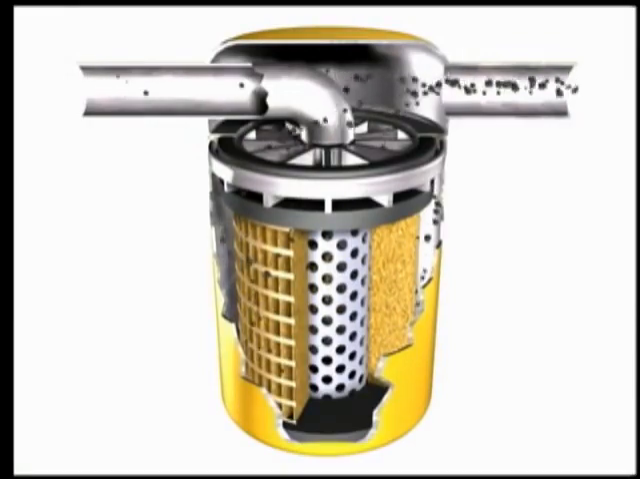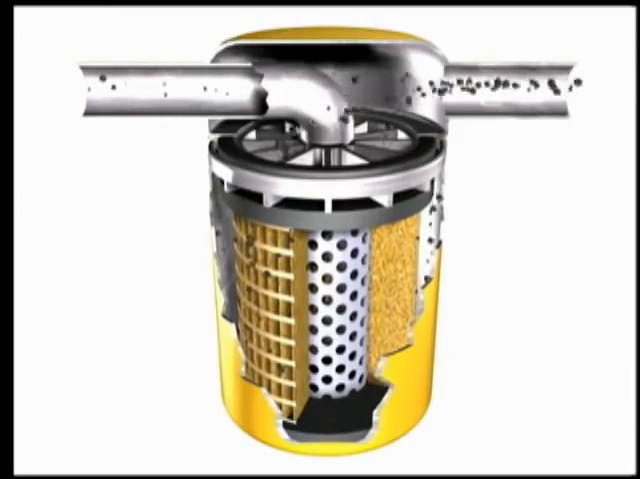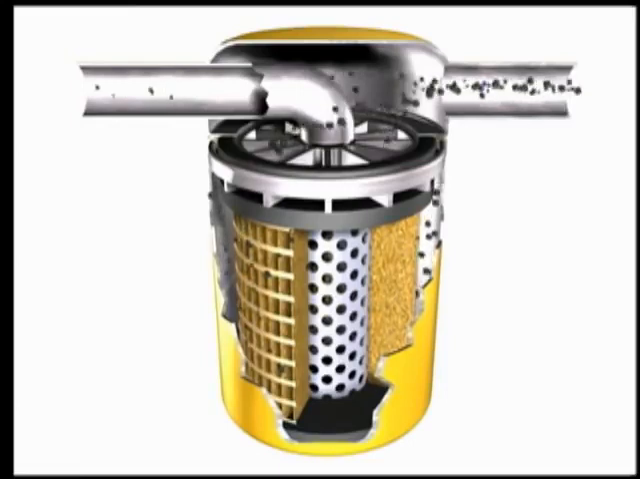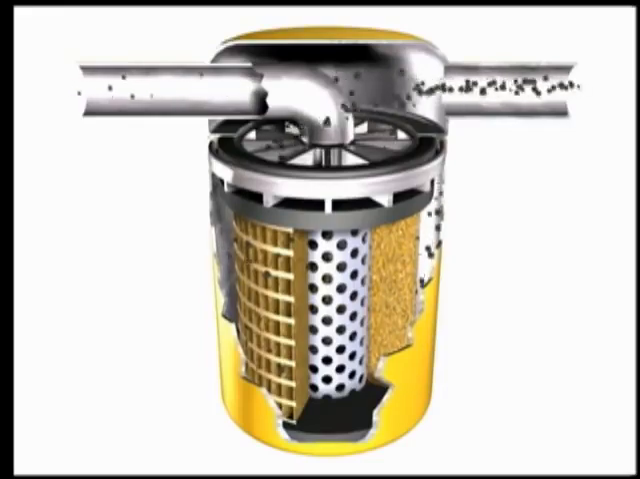Do not assume the filter removes all contaminants in a single pass. As the oil moves through the filter media, many of the particles are trapped, but a few, some large and some small, travel through the media and return to the system through the center tube. Even high-efficiency filters do not remove all contaminants.